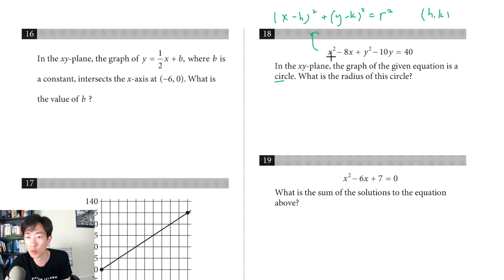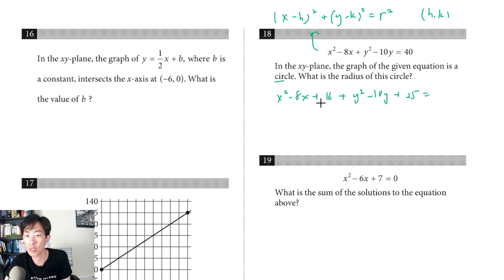Given that there's an x² and an x term, you basically have to complete the square. x² - 8x. The quick and dirty way to complete the square is take your b term, divide by 2, and square it. So 8 divided by 2 is 4. Square that, becomes positive 16. Do the same thing for the y. 10 divided by 2 is negative 5. Square it is positive 25.